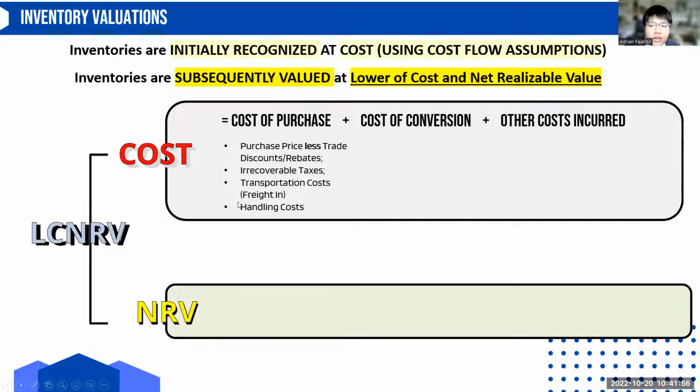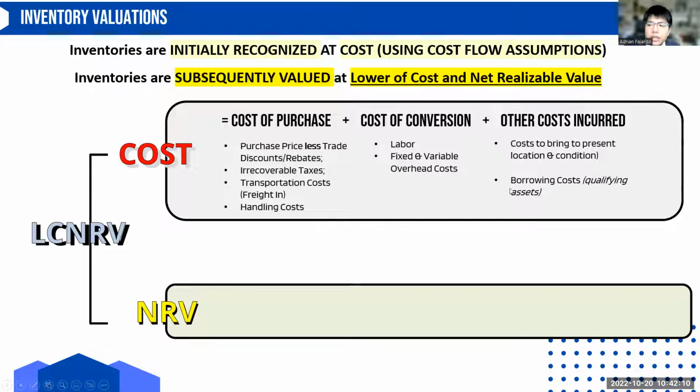Now, all of this are the cost of purchases, and therefore, it would be part of the component of the cost of inventory. Cost of conversion, you have your labor and fixed and variable overhead costs, and other costs incurred, like costs to bring to present location and condition, and borrowing costs. So basically, there's a lot of terms, but the cost of inventory is just the cost of purchase plus the cost of conversion plus other costs incurred, right? So that's the first component. What is the cost? Let's move on to the second component, the net realizable value.